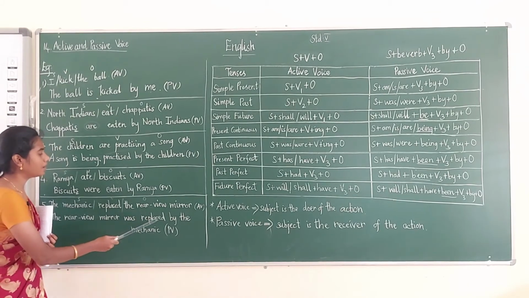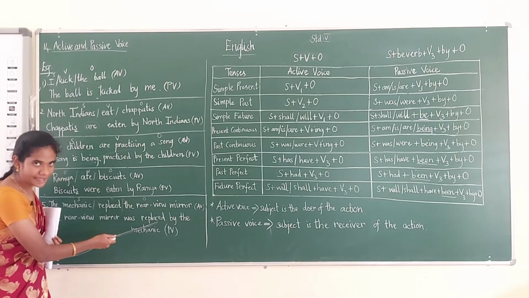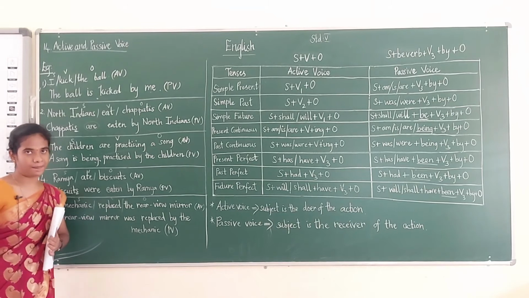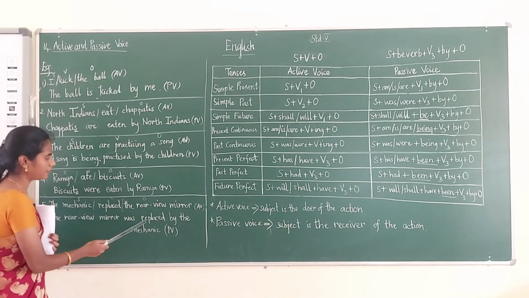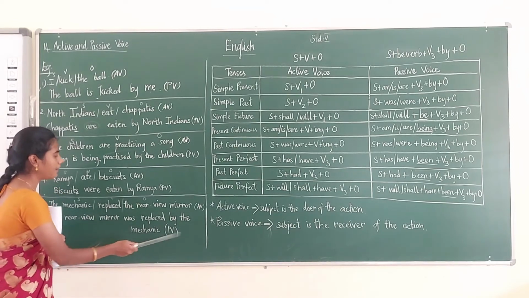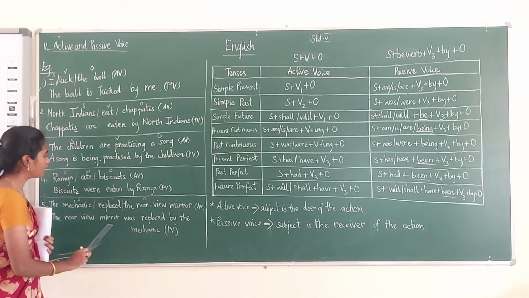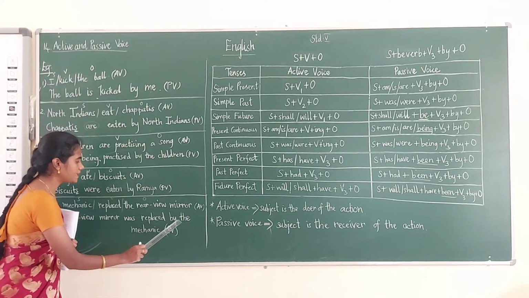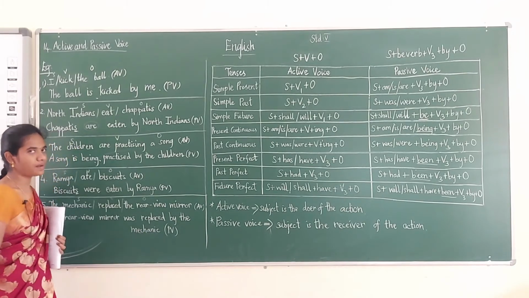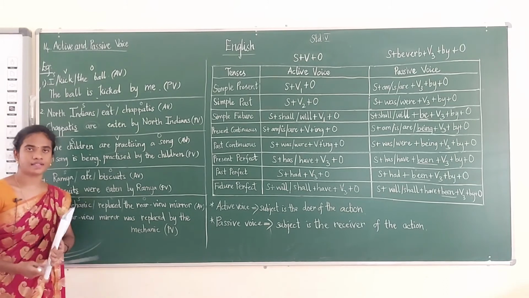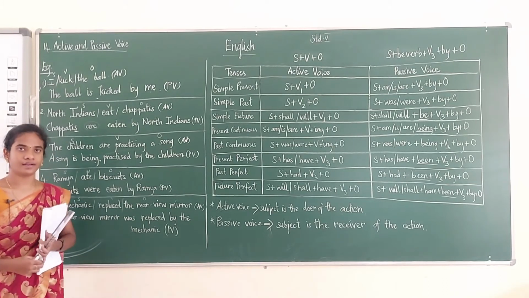Then we have written V3 form, that is replaced. So we are writing the V3 form, replaced by the mechanic. Okay, so again I am reading the sentence. The rear view mirror was replaced by the mechanic. Okay, so we have changed the active voice into a passive voice. Okay, students, are you clear with this?